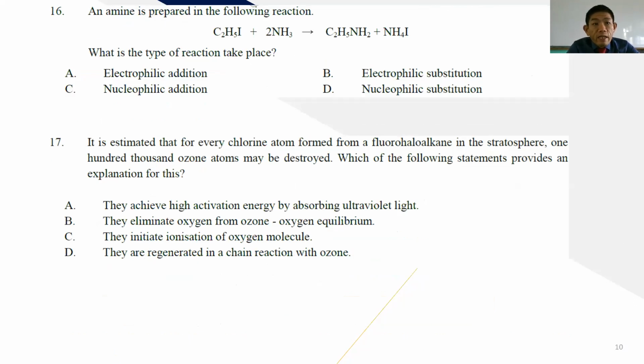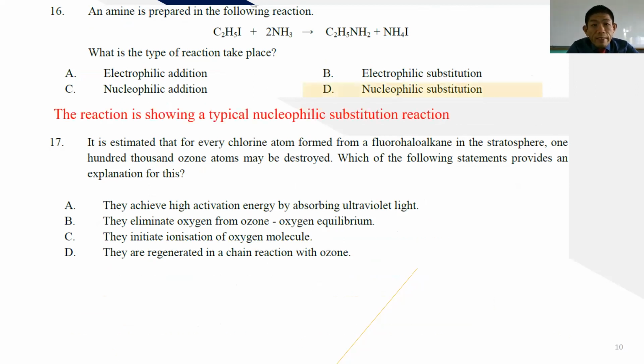As for number 16, an amine is prepared by the following reaction. You have iodoethane react with ammonia to form ethanamine. So here, it is obviously a nucleophilic substitution reaction. So the answer is D.